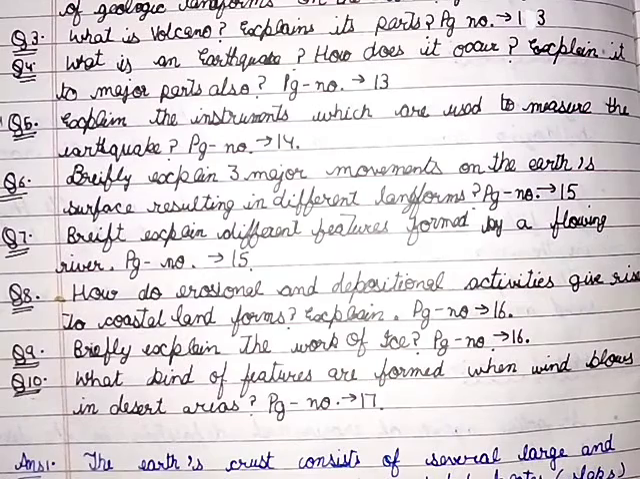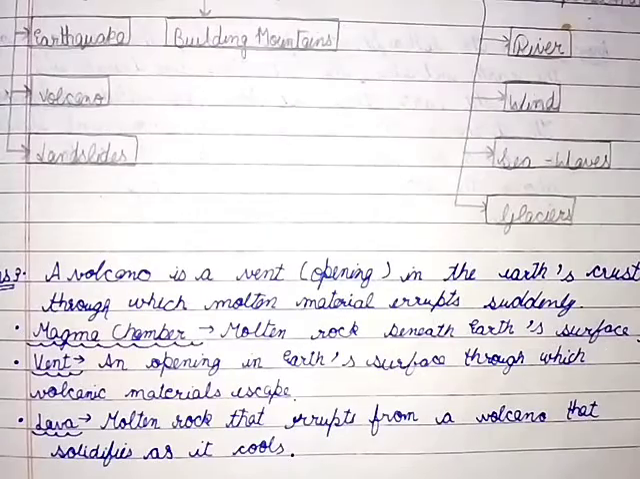Question number 3. What is a volcano? Explain its parts. A volcano is a vent opening in the earth's crust through which molten magma erupts suddenly. Magma chamber: molten rock beneath the earth's surface. Vent: an opening in the earth's surface through which volcanic material escapes. Lava: molten rock that erupts from a volcano and solidifies as it cools.